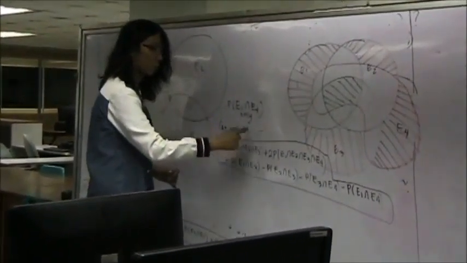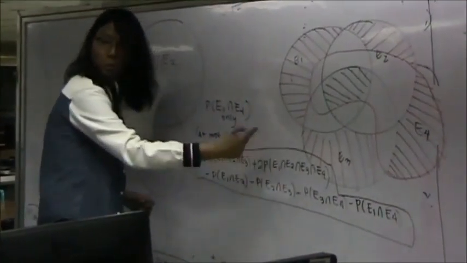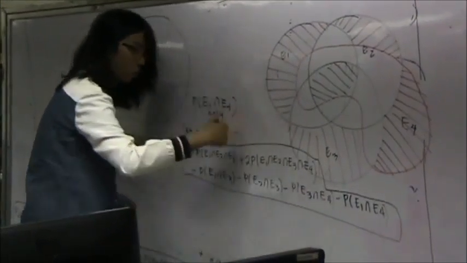If I remove it, I need to add one back. If I remove it, I need to add one back. If I remove it, I need to add one back. So there's 4.